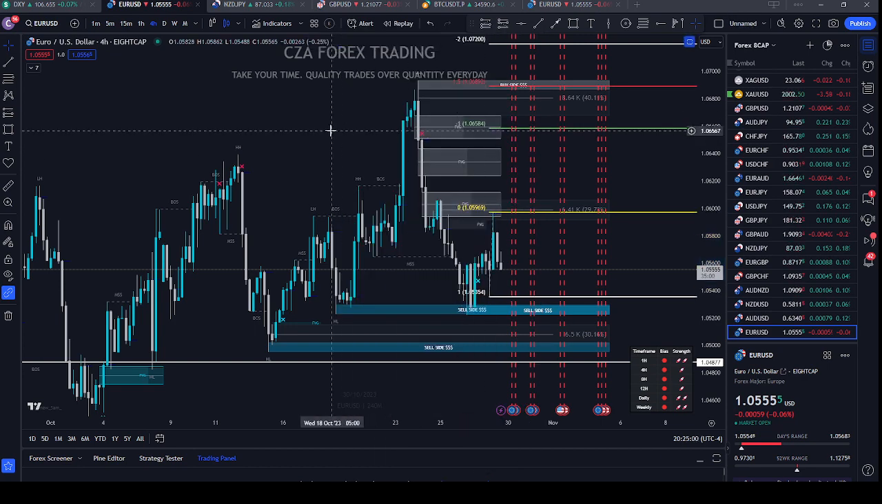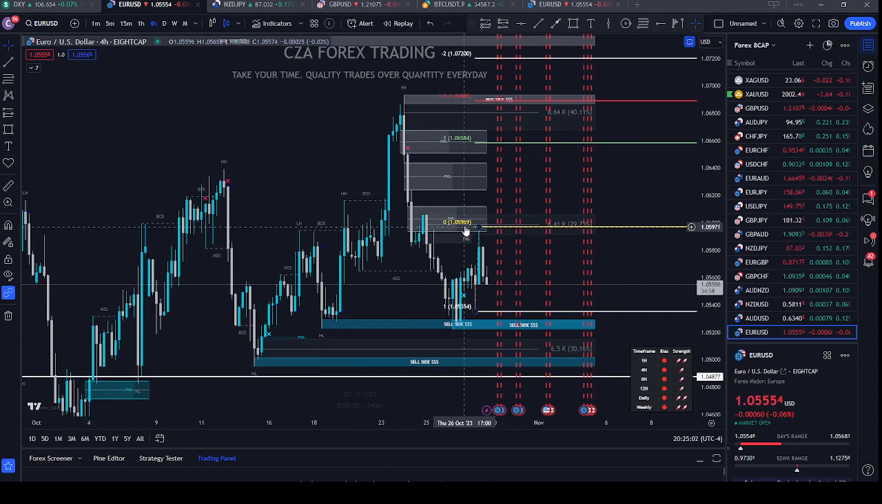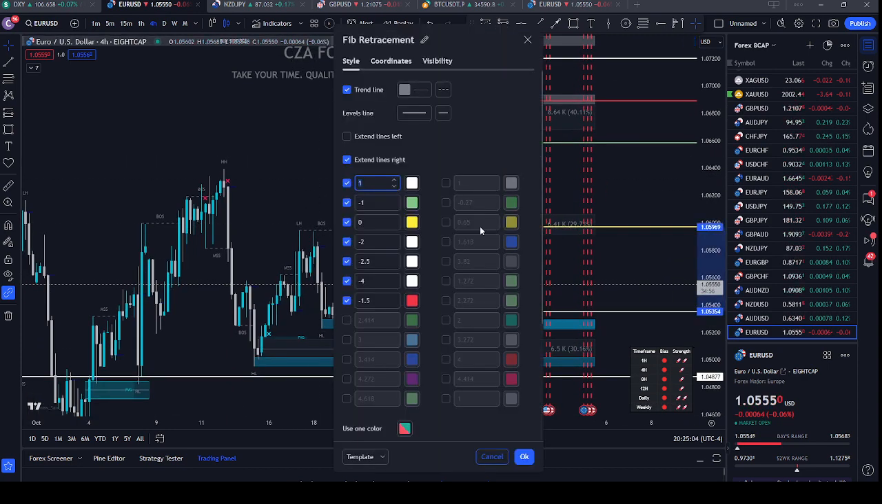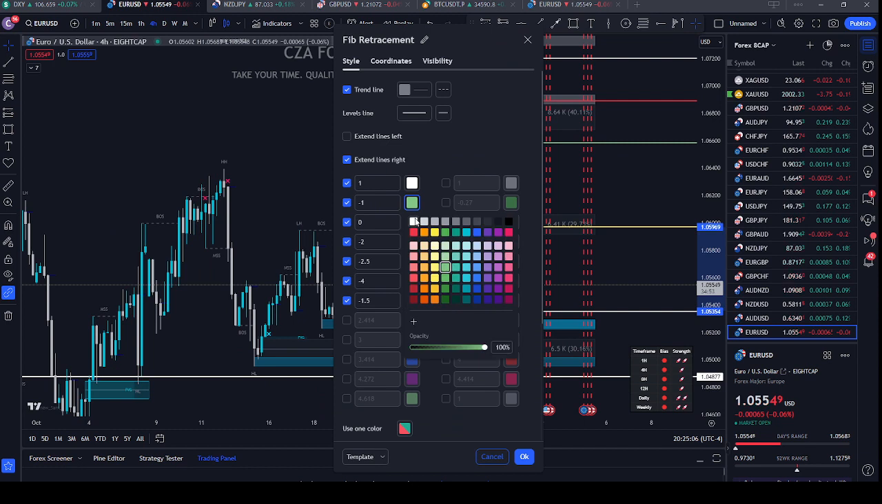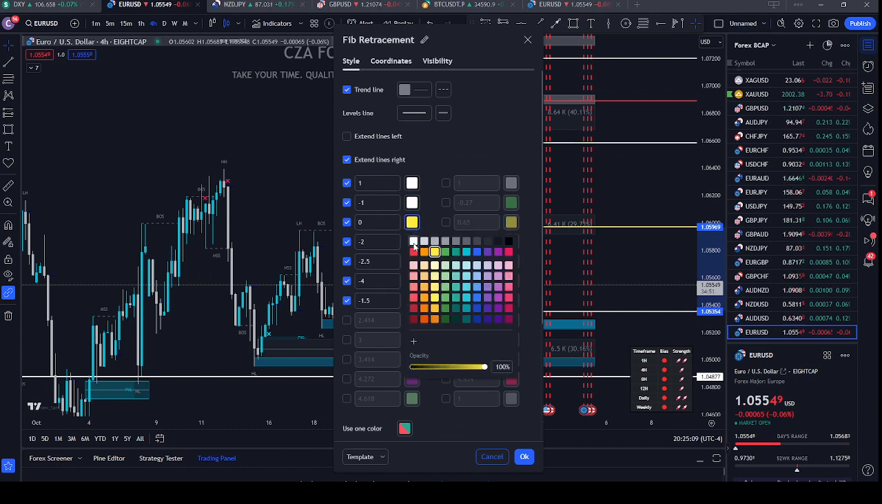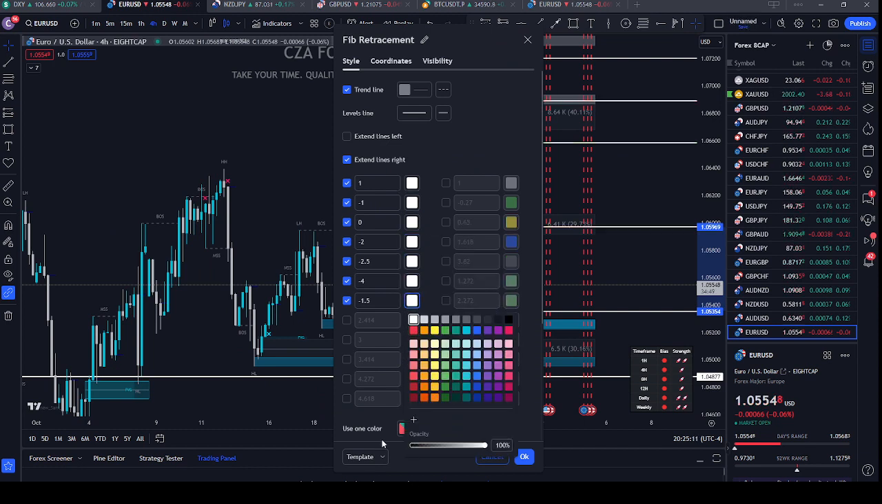So now, how to use this, right? First, you need to be able to identify manipulation. Okay, what took out the previous high? What candle took out the previous lows? Okay, that's what you're looking for.